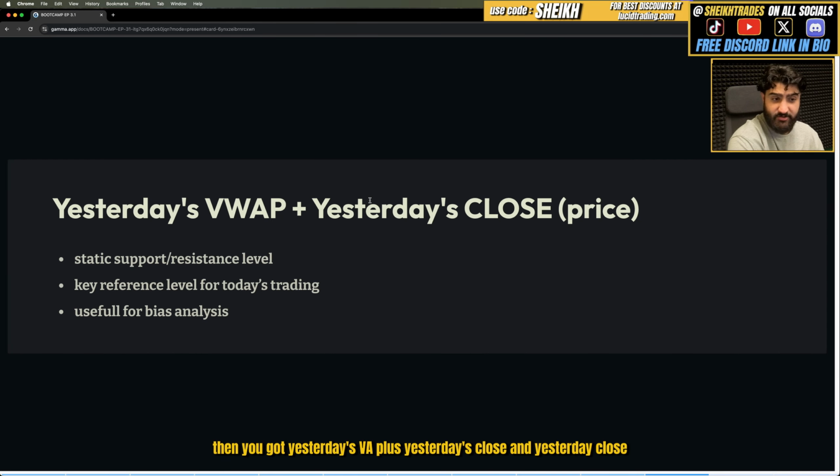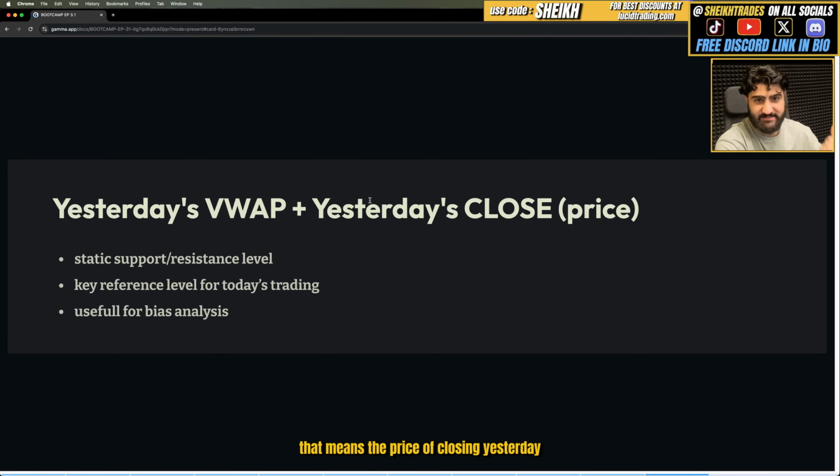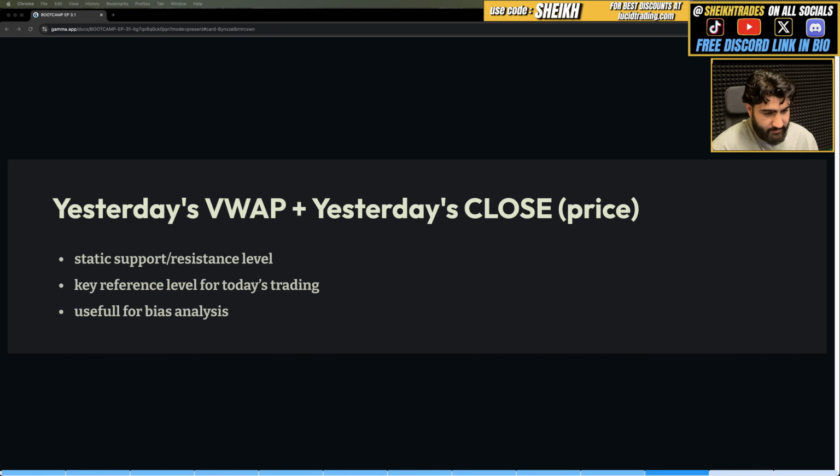So yeah, then you got yesterday's VWAP plus yesterday's close. Yesterday's close means the price of closing yesterday, and that acts as a static support and resistance level. It acts as a key reference level for today's trading, and it's useful for bias analysis. So when price opens and we're above yesterday's VWAP, and I'll show you what I mean with yesterday's VWAP. And yesterday's VWAP, let me see.